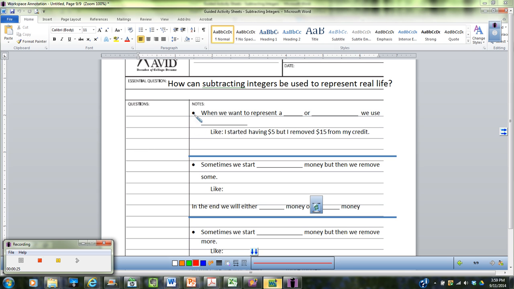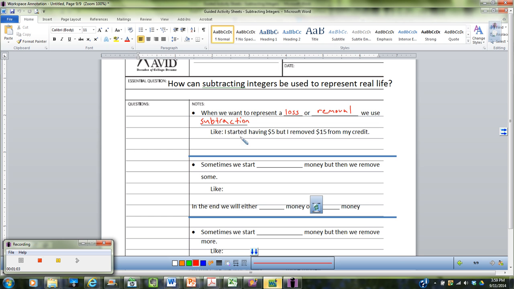So the first chunk here says, when we want to represent a blank or blank, we use blank. The word that we're talking about is subtraction, okay? And in real life, things that are being subtracted are things that we remove. So when we want to represent a loss or removal, we're going to use subtraction. So any story where something is being spent or taken away can be represented by a subtraction problem.